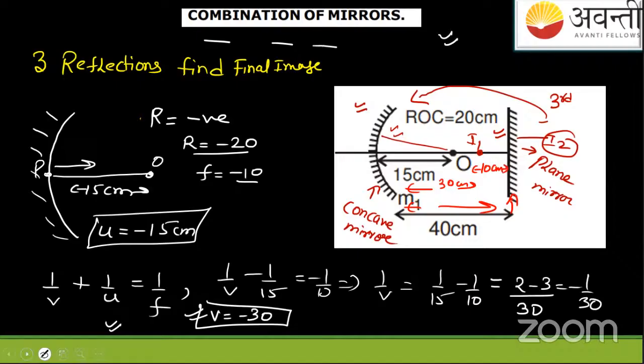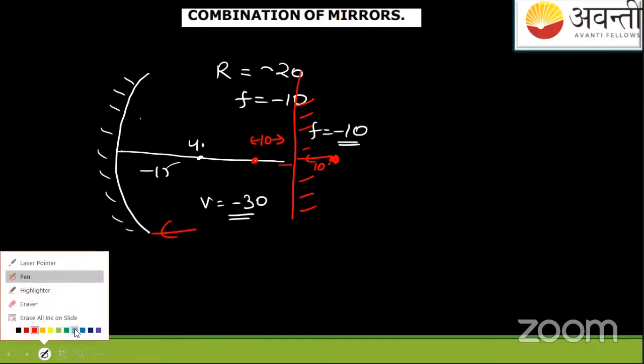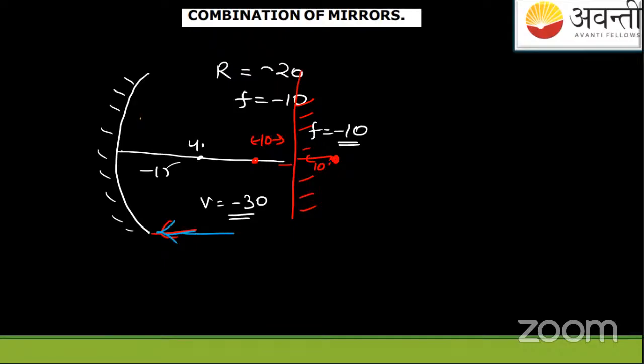Okay, so on the next slide, I have the mirror, and the image which I'm getting here, and the gap is 10. So the image will be 10 centimeter here. Now this image will be acting as a virtual object for this concave mirror, at a distance of 40 plus 10 centimeter, that is 50 centimeter.